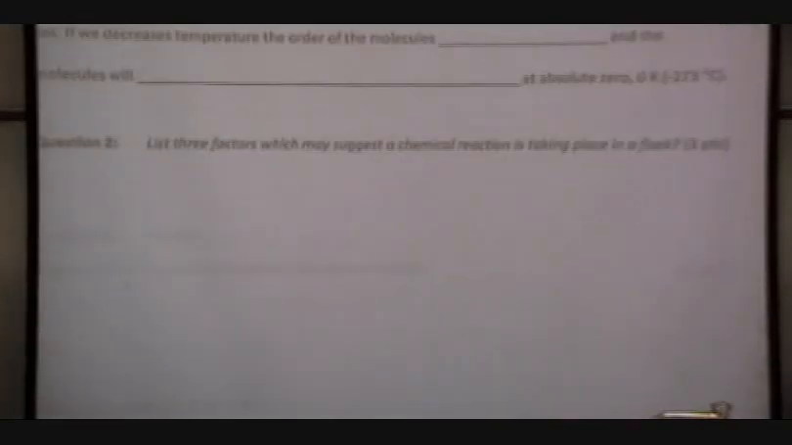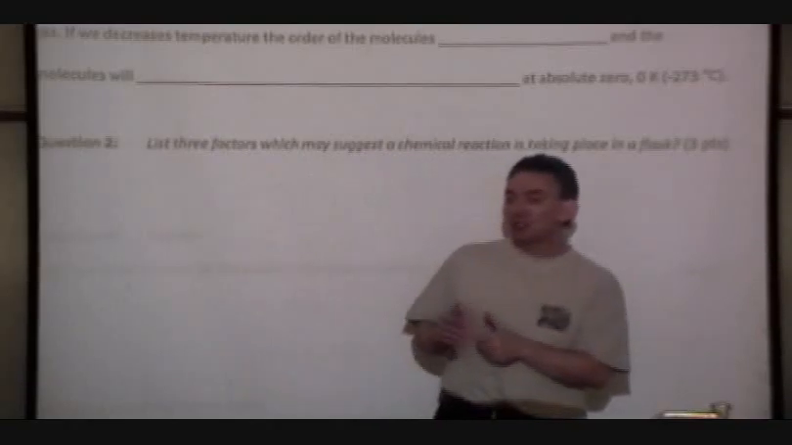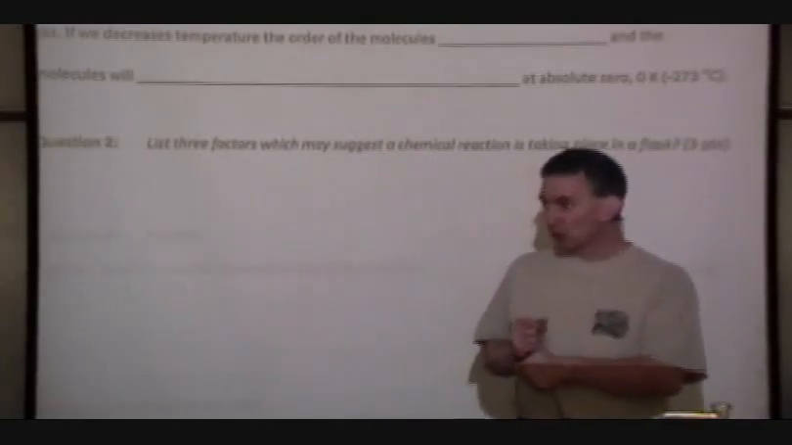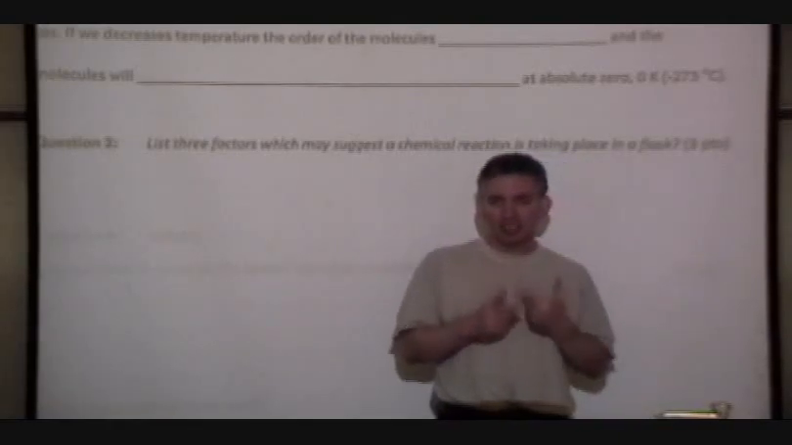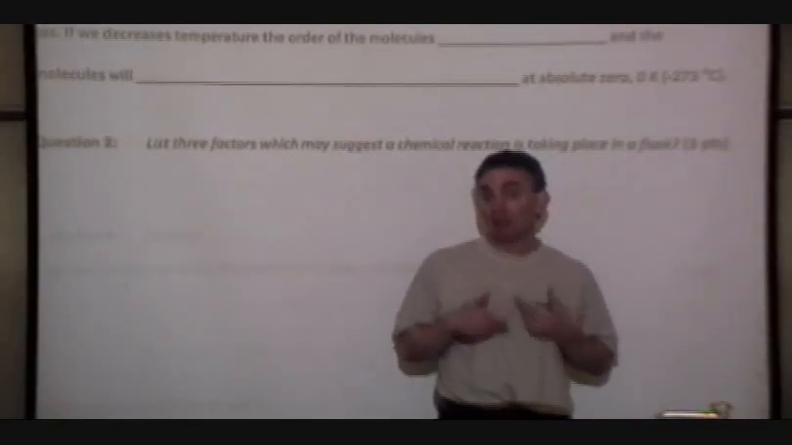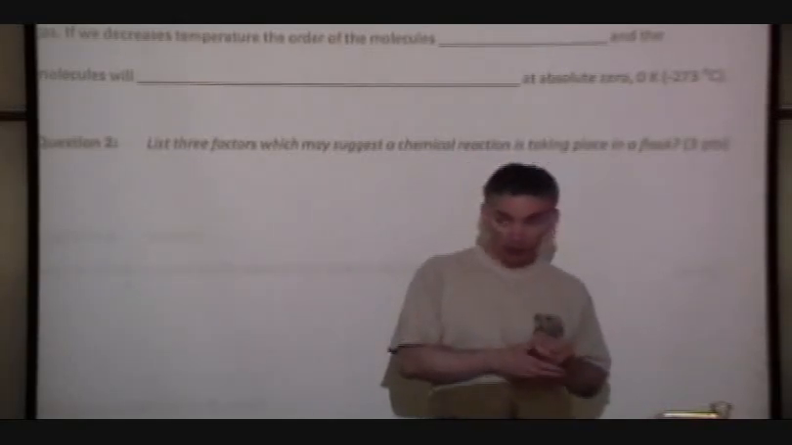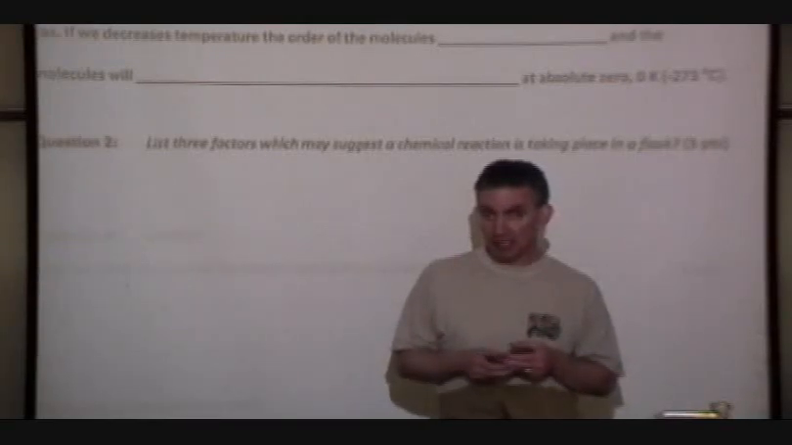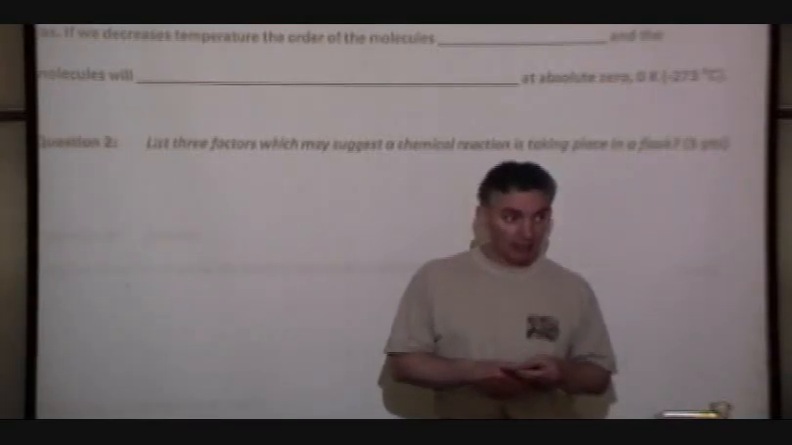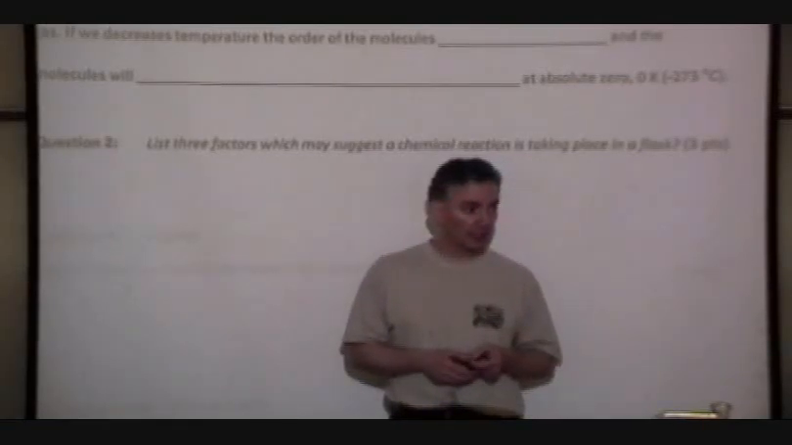Yes, three factors which suggest a chemical reaction is taking place. We could talk about a change in colour for the chemicals. We could talk about a solid which suddenly disappears during the course of the reaction. Maybe it's being used up. Or maybe the reaction causes a solid precipitate to appear. Maybe it causes some effervescence and bubbling of a gas being produced. Okay, all these kinds of things.